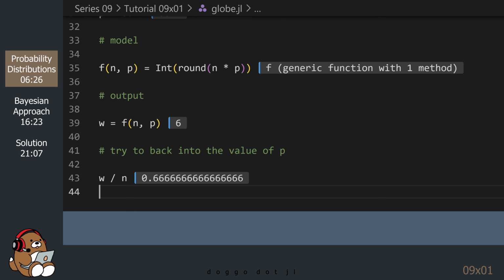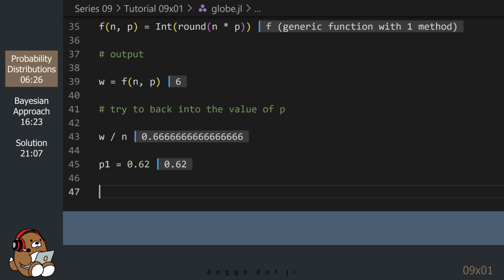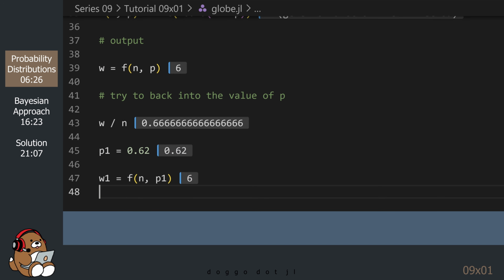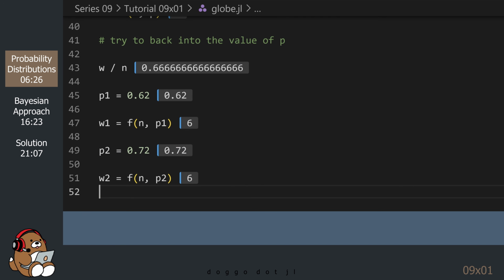But that's not all. There are several different values of p that will give you the same output. For example, using 0.62 or 0.72 will also give you the same output. If you try to work backwards, then you'll find that there are an infinite number of possible values of p that will give you the same output. So which is the so-called correct answer?